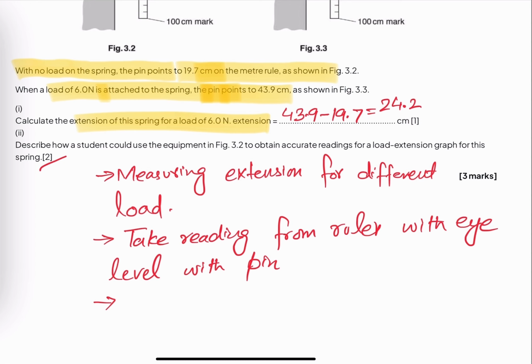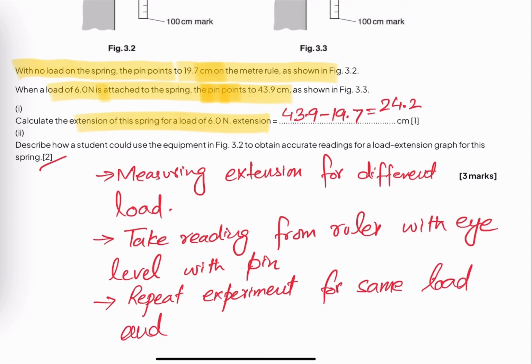Okay, and for the third point, we can write, 2 points are enough for 2 marks, but another possible point is that we can repeat the experiment for the same load and find the average. That will also improve the precision of the reading. Okay.